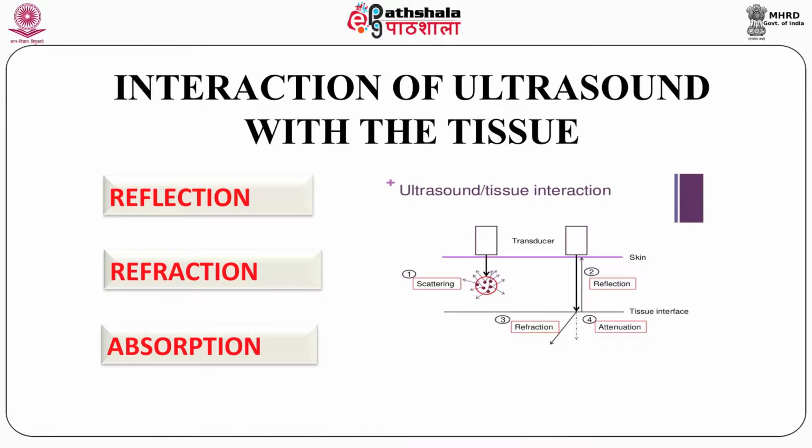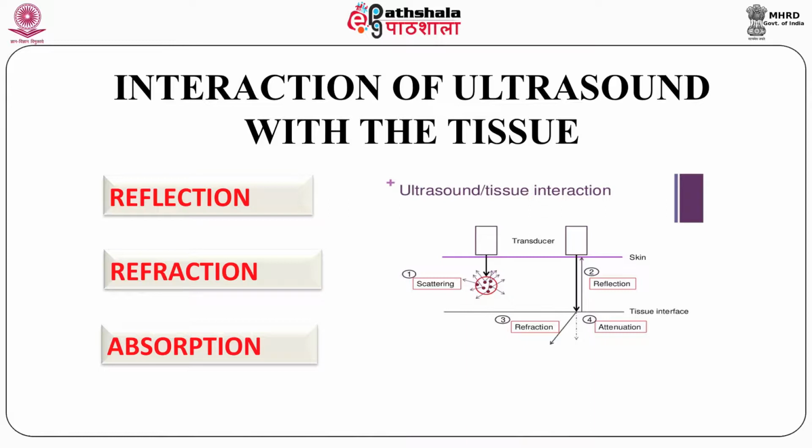Now coming to the interaction of ultrasound waves with the tissues. When ultrasound interacts with the body tissues, there is reflection, refraction and absorption. The image is in fact produced by the reflected portion as shown in the figure. When a sound beam interacts with the body tissues, a percentage of the beam is reflected back towards the transducer, which is the production of sound waves.